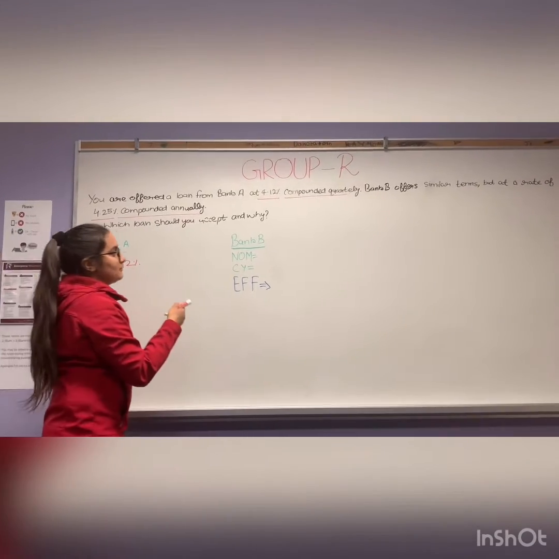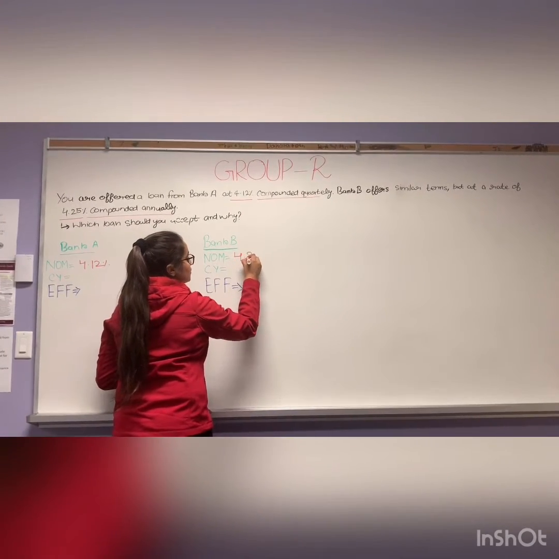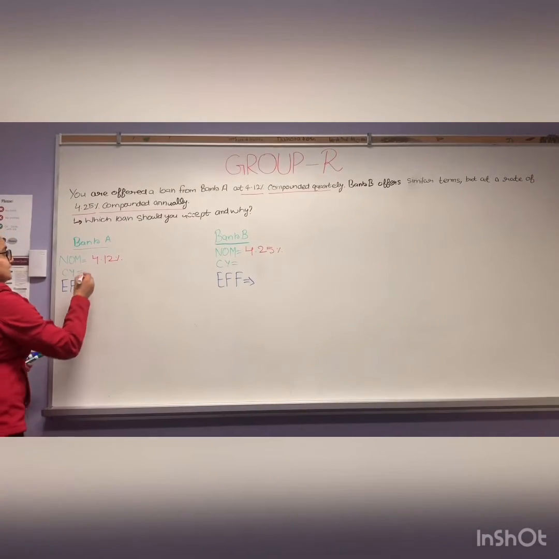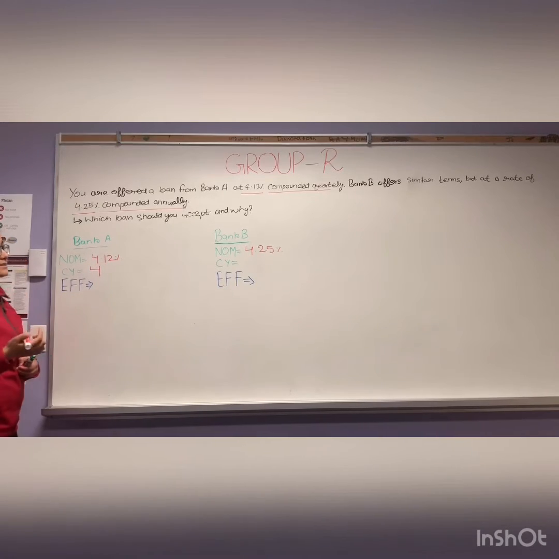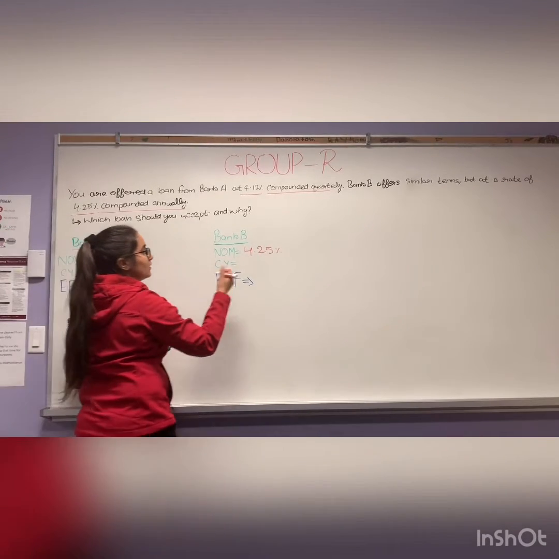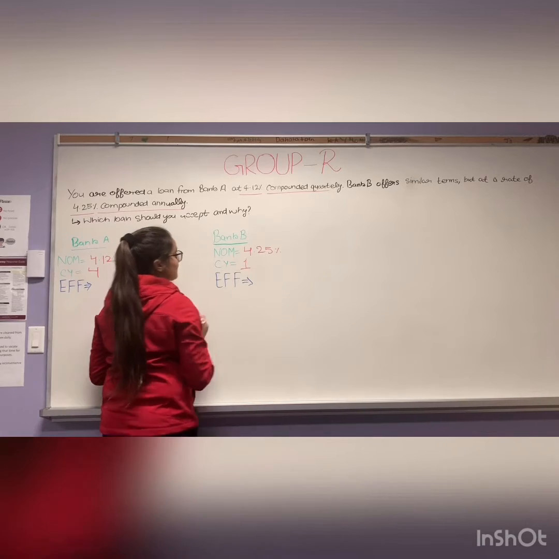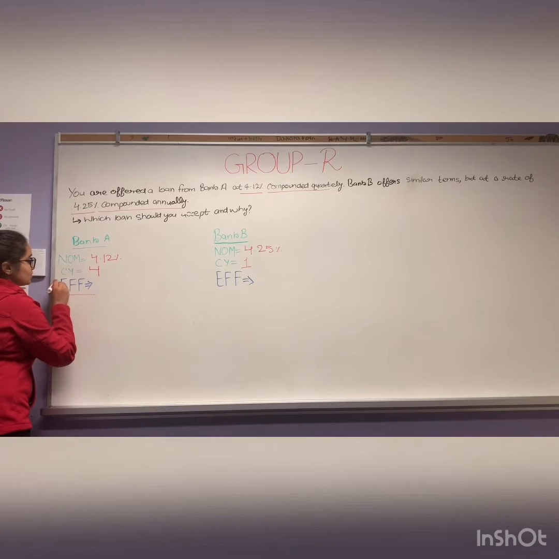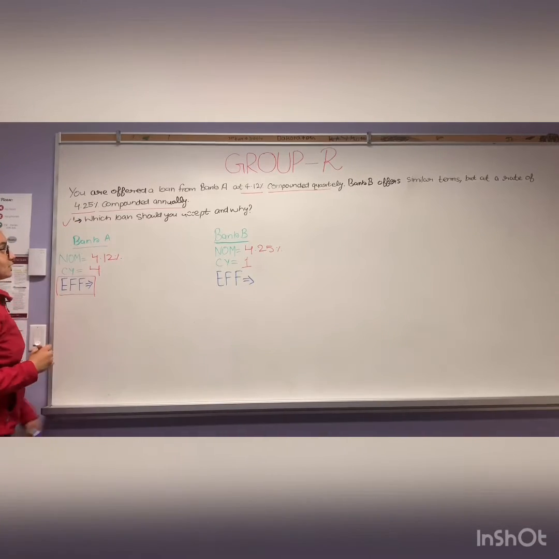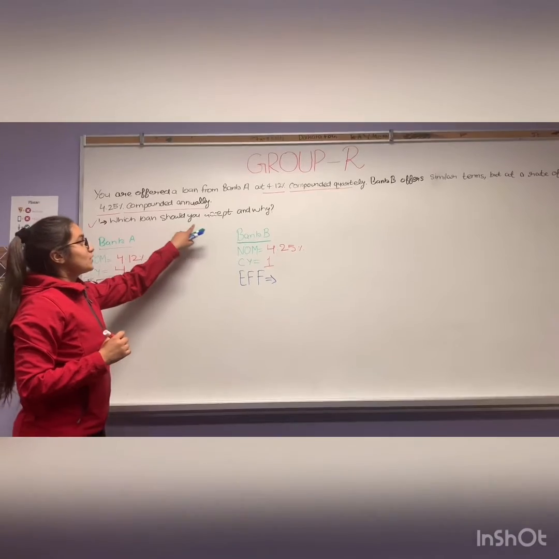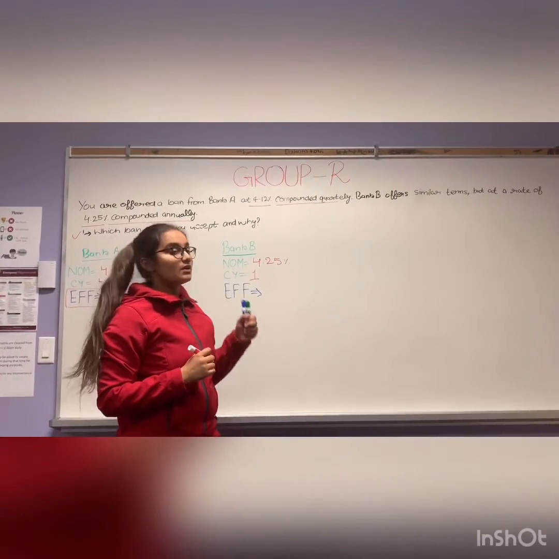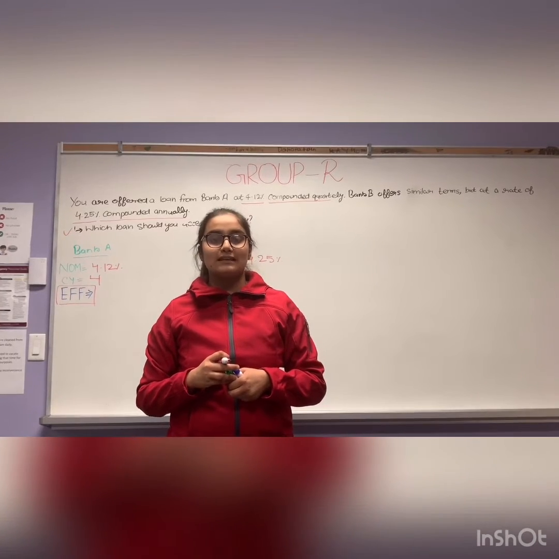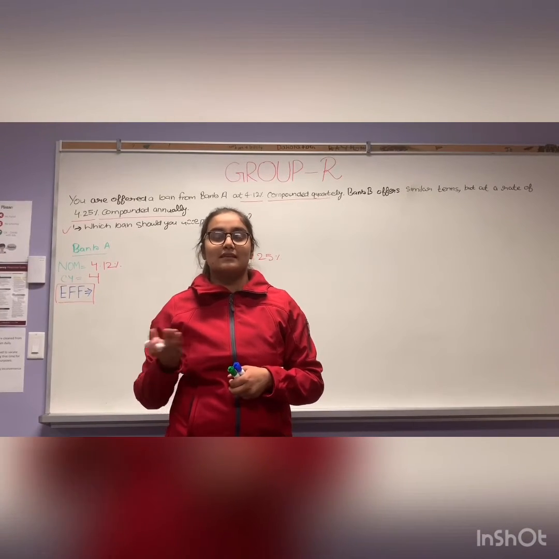On the other hand, bank B has 4.25%. For bank A, there is CY that is 4, as we are taking it as 4 times in a year. So bank B has the 1 as it is compounded annually. So now we need to find EFF to solve our question, as our question is which loan should you accept and why. So we need to find the EFF, that is the effective rate of interest, to see which bank we will take the loan from.